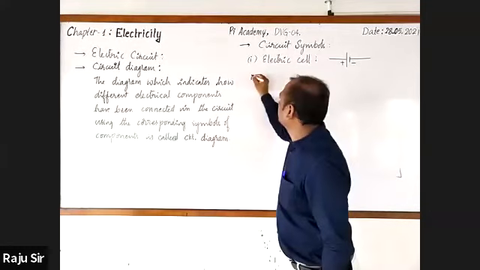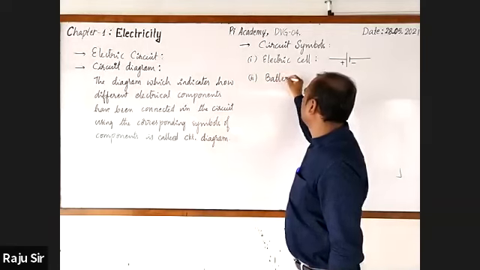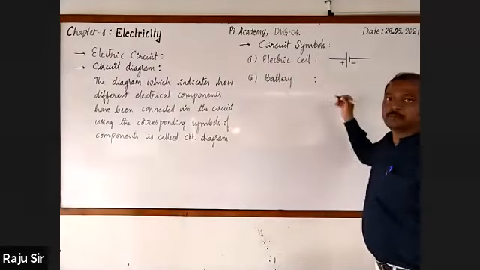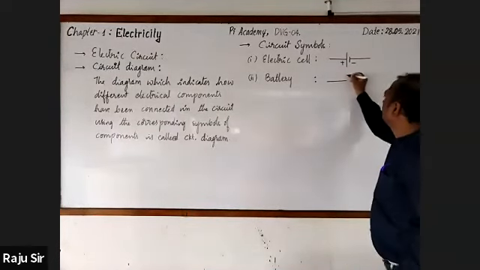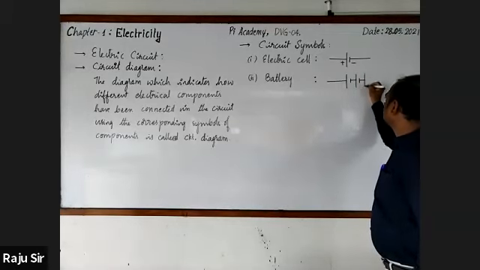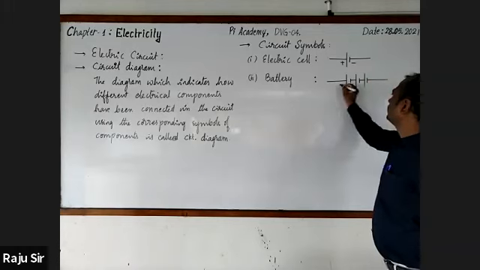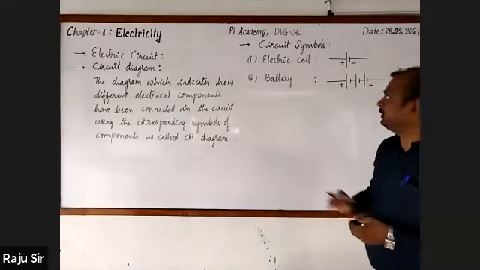Second, it is a battery or electric battery. Battery: more than one cell, a combination of cells. Here, positive terminal, next, negative terminal. Positive, negative. Positive, negative. Mention the terminals as well. Please draw with me.